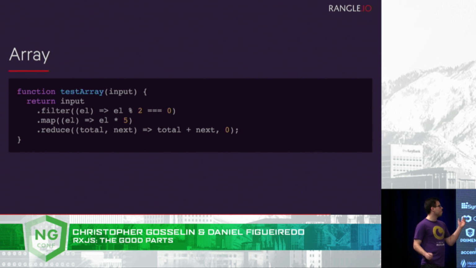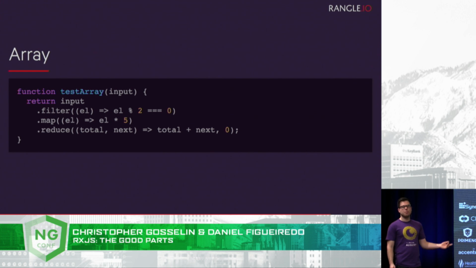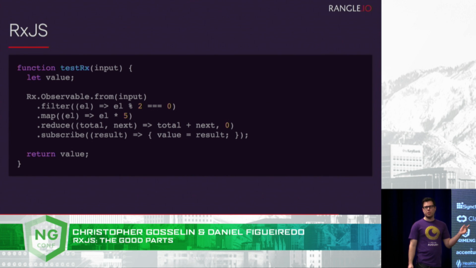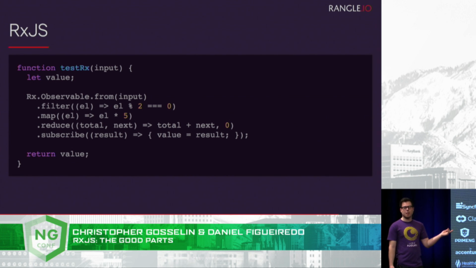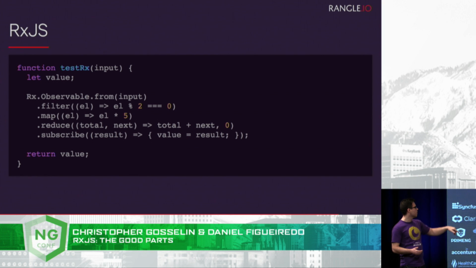So here's the array setup. I take 1 million elements that are randomly generated. I'm going to find the even ones. I'm going to multiply by 5. And then I'm going to reduce them and just add them together. Very simple. Not that complicated. And I do the exact same thing with the observable. So I use that from operator that we were talking about. Take the array, turn it into an observable. And then I'm going to do a filter, a map, and then a reduce. And dot subscribe. So remember that observables are inherently synchronous, so that's how the whole scoping thing works. So that's why it's going to return the value.